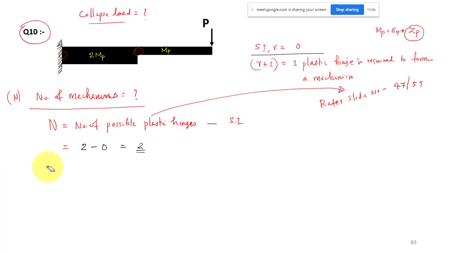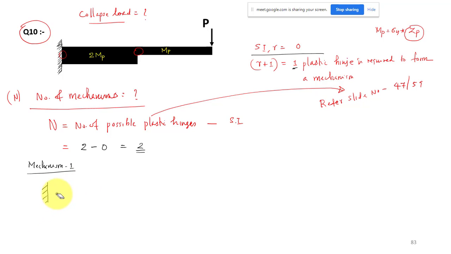The first failure mode will be mechanism 1. For a mechanism at a time you need only one plastic hinge. I don't need two plastic hinges, because it is a determinate structure. With the formation of only one plastic hinge, it will fail. It cannot take any more load after that. One possibility is that one hinge may form at the fixed support. That is the first possibility.